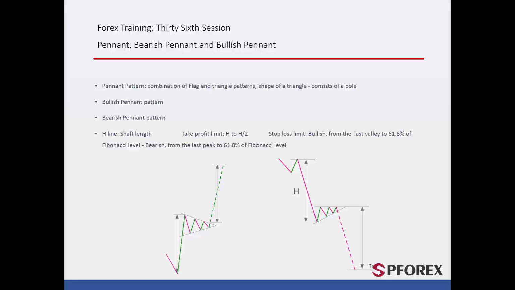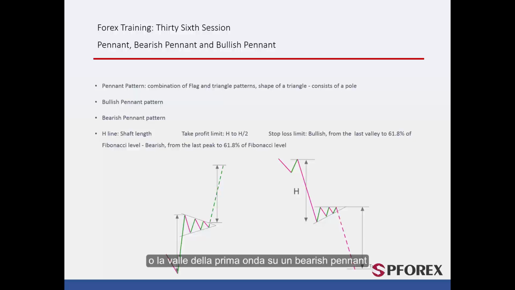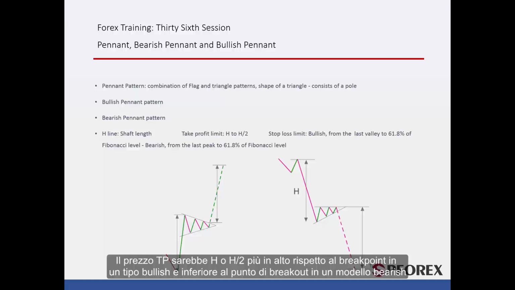H-line. Height is the vertical distance between the starting point of a pennant pole to the peak of the first wave on a bullish pennant, or the valley of the first wave on a bearish pennant. TP price would be H or H2 higher than the breakout point in a bullish type and lower than the breakout point in a bearish model.